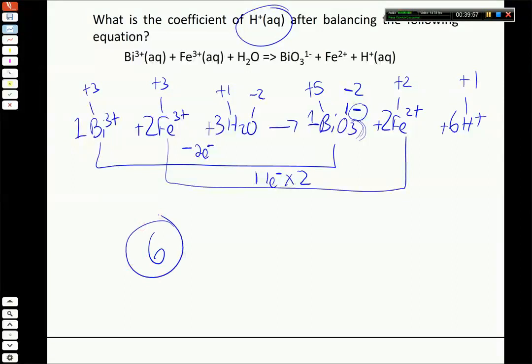This may have been a multiple choice question, I don't remember, but 6 is the correct answer for that. So that was the one balancing redox equation that we had the most trouble with for whatever reason. So the correct answer, once we go through all the steps, would be a 6 in front of H+.